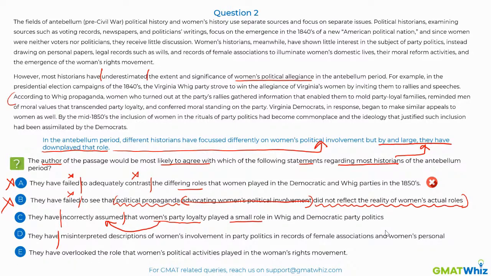Misinterpretation is a wrong representation of the word underestimate. So I would say this is incorrect here. They have misinterpreted descriptions of women's involvement. They have not misinterpreted the description.